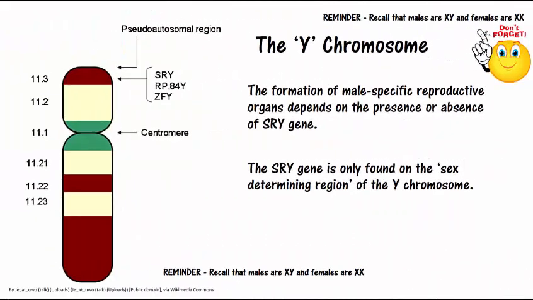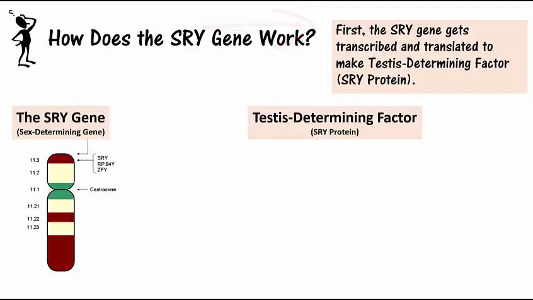The Y chromosome is here. The formation of male-specific reproductive organs depends on the presence or absence of the SRY gene. The SRY gene is only found on the sex-determining region of the Y chromosome. Now remember that in order to have a Y chromosome, you should be a male. So how does the SRY gene work?